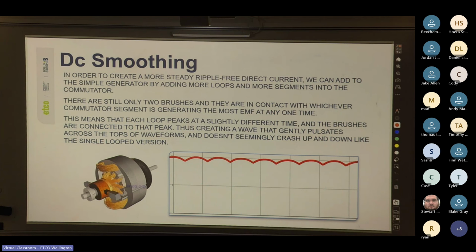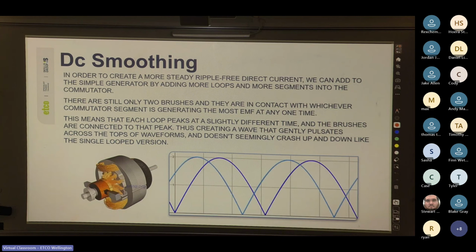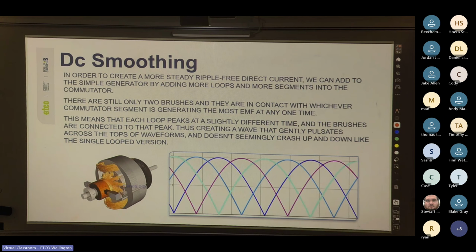And then once we have this slightly smooth, or ripple-free, DC, we can smooth it out even more using other electronic devices, which you will learn about next year, things like capacitors.